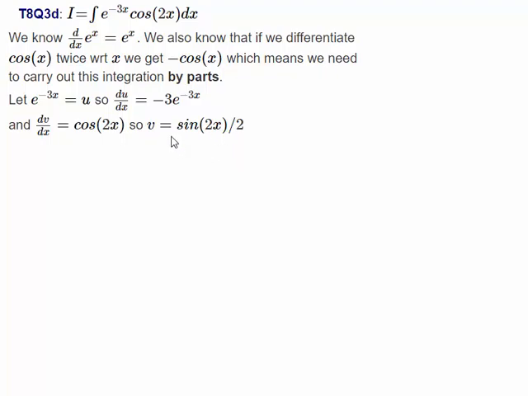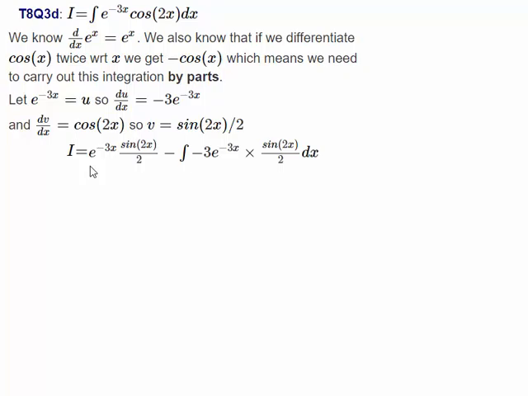As usual here, we should pause and differentiate just to make sure we get back to here. So the differential of sine 2x is going to be cos 2x times the differential of 2x, which is 2, which would cancel the 2. So the differential of sine 2x over 2 is going to be cos 2x, which is correct.